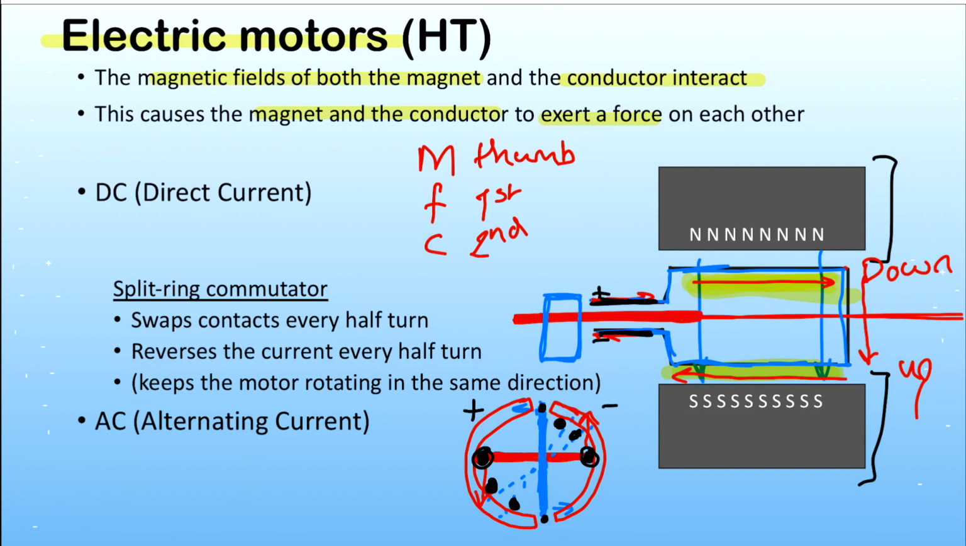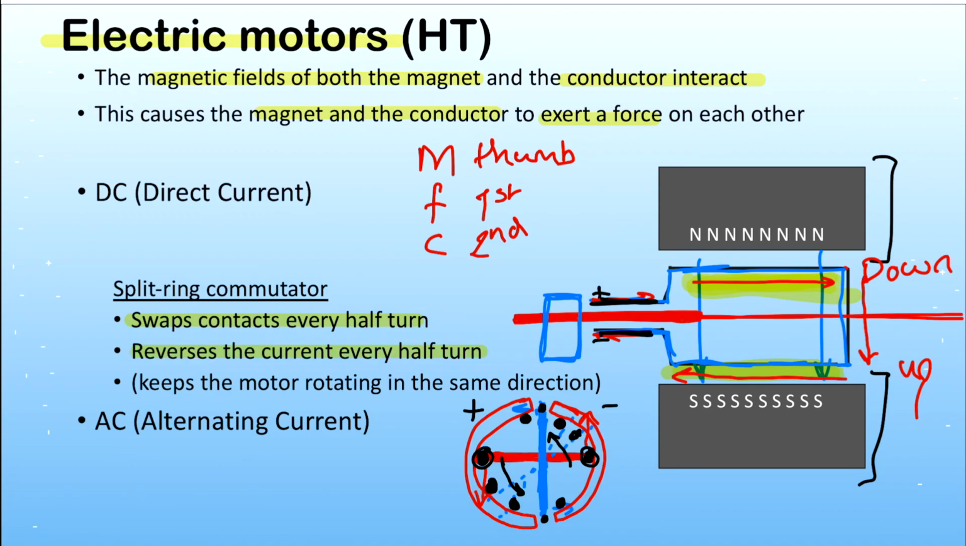And the momentum of it spinning around will cause it to carry over and touch the new terminal. What this does as a result, if you see the text on the left here, which is from a mark scheme, is it swaps contacts every half turn. And by swapping the contact every half turn, it's reversing the current every half turn.